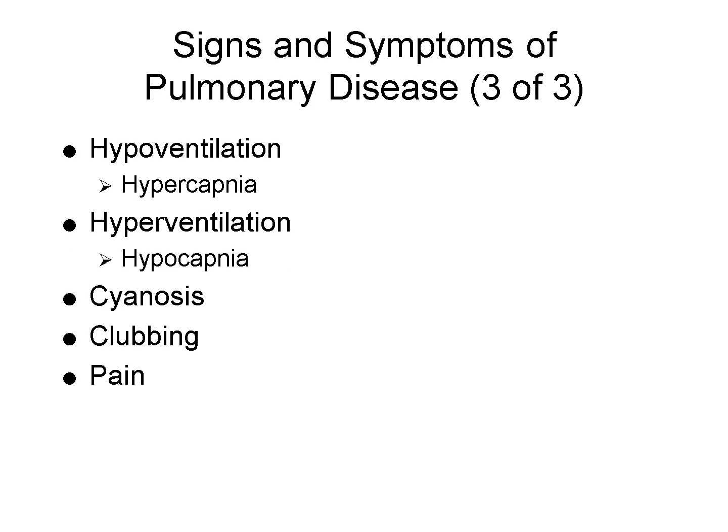Changes in carbon dioxide levels can manifest as either hypoventilation with elevated levels or hyperventilation with reduced levels. Cyanosis, a bluish discoloration of the skin or mucous membranes, indicates significant oxygen desaturation. Clubbing, or the bulbous enlargement of the fingers, is a chronic sign associated with diseases that reduce oxygen levels in the blood. Pulmonary disorders can also cause pain, often described as sharp and worsened by breathing or coughing.